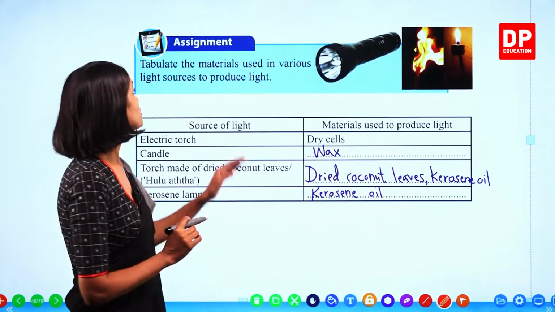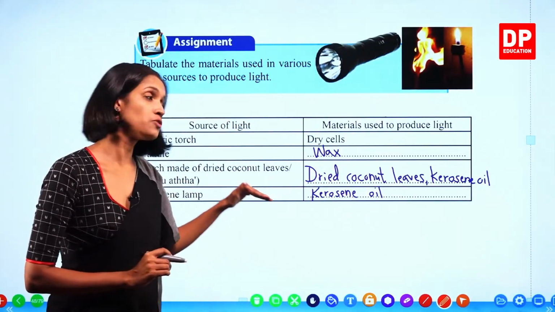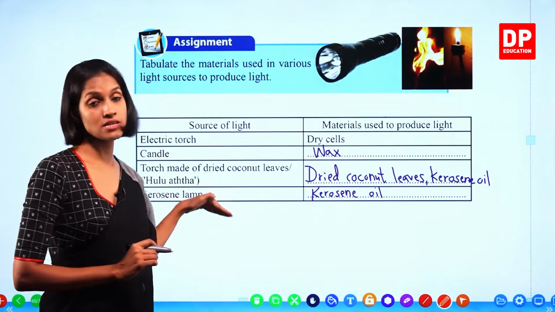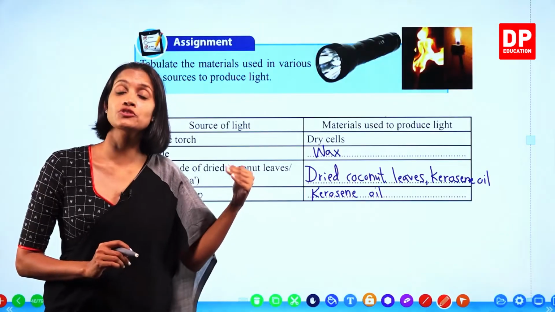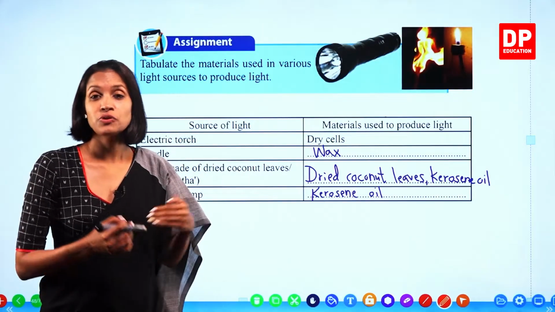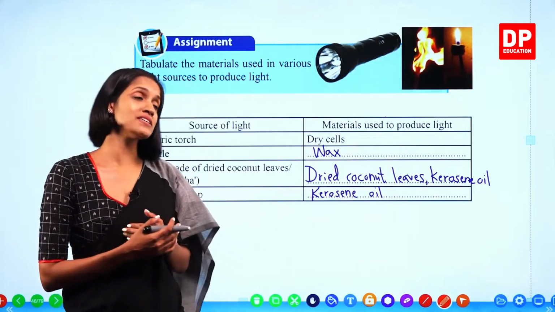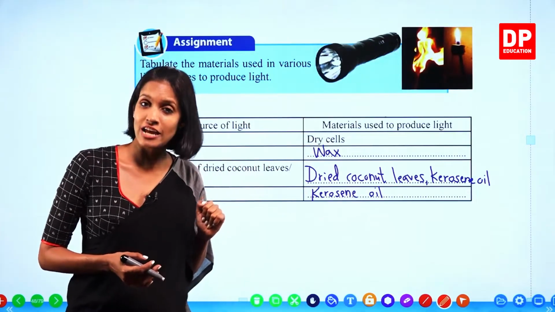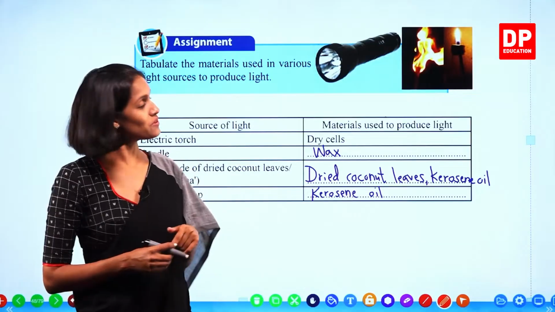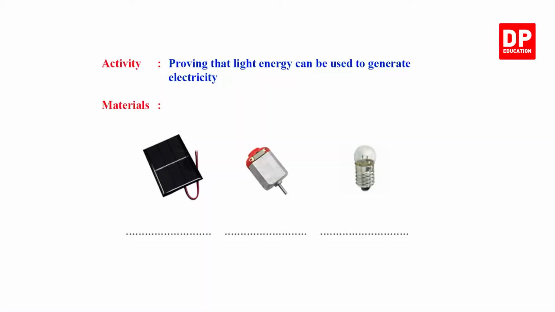Right. So when you do this assignment, don't stop at these 4 instances. You can look for the other instances that are used to produce light. You can find the other sources of light and check what materials are used to produce light as well. Right? We will move on to the next. We have an activity to do.